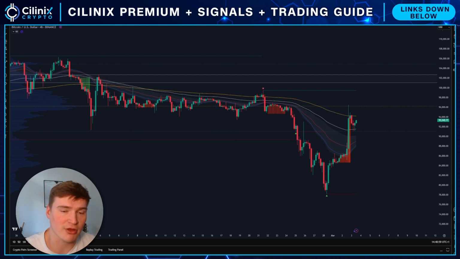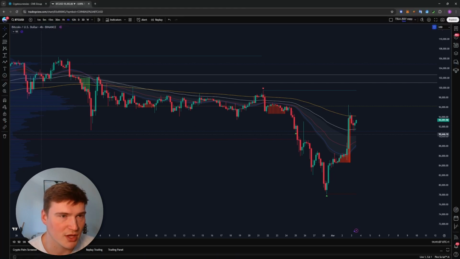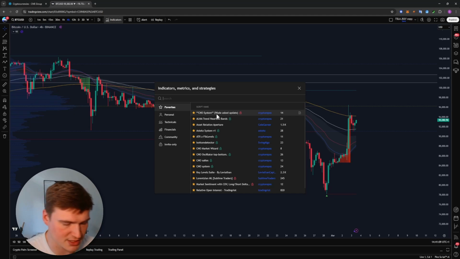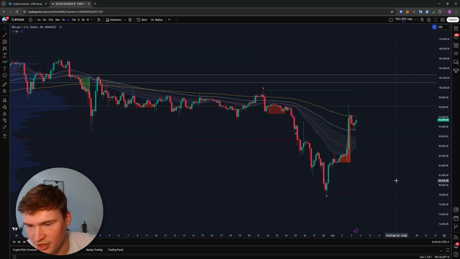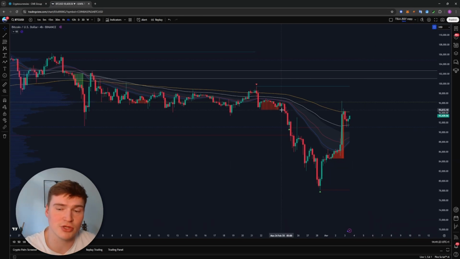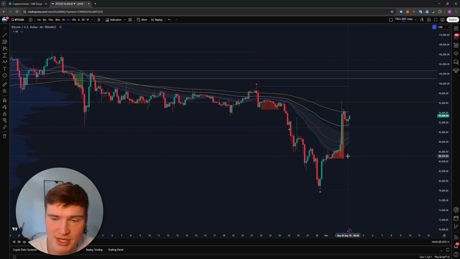Now, first of all, how can you actually identify these gaps? Very easy. Just go to tradingview.com, go to indicators at the top right here, and type in CME gap. The one I find the best is this one, CME gap BTC by Anche1991. Very good. Then you get this, and on the chart you will see the CME gaps that actually arise.